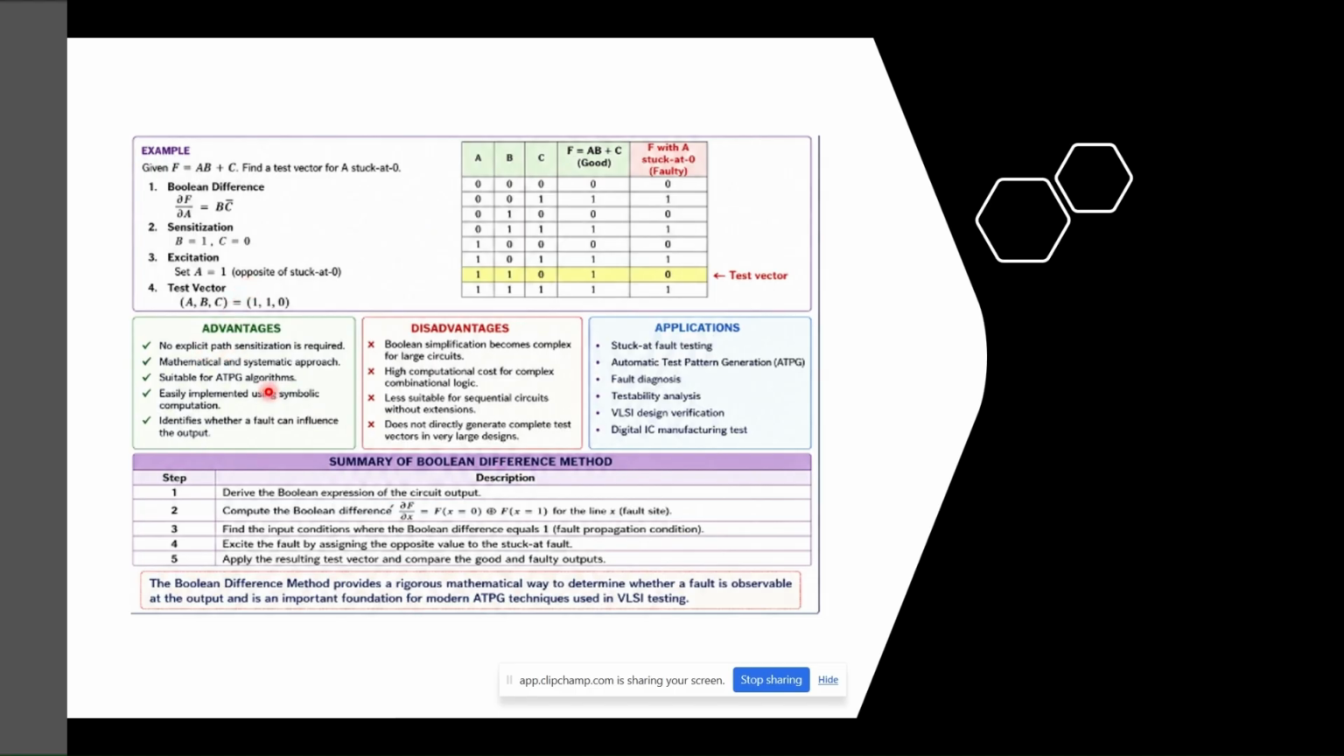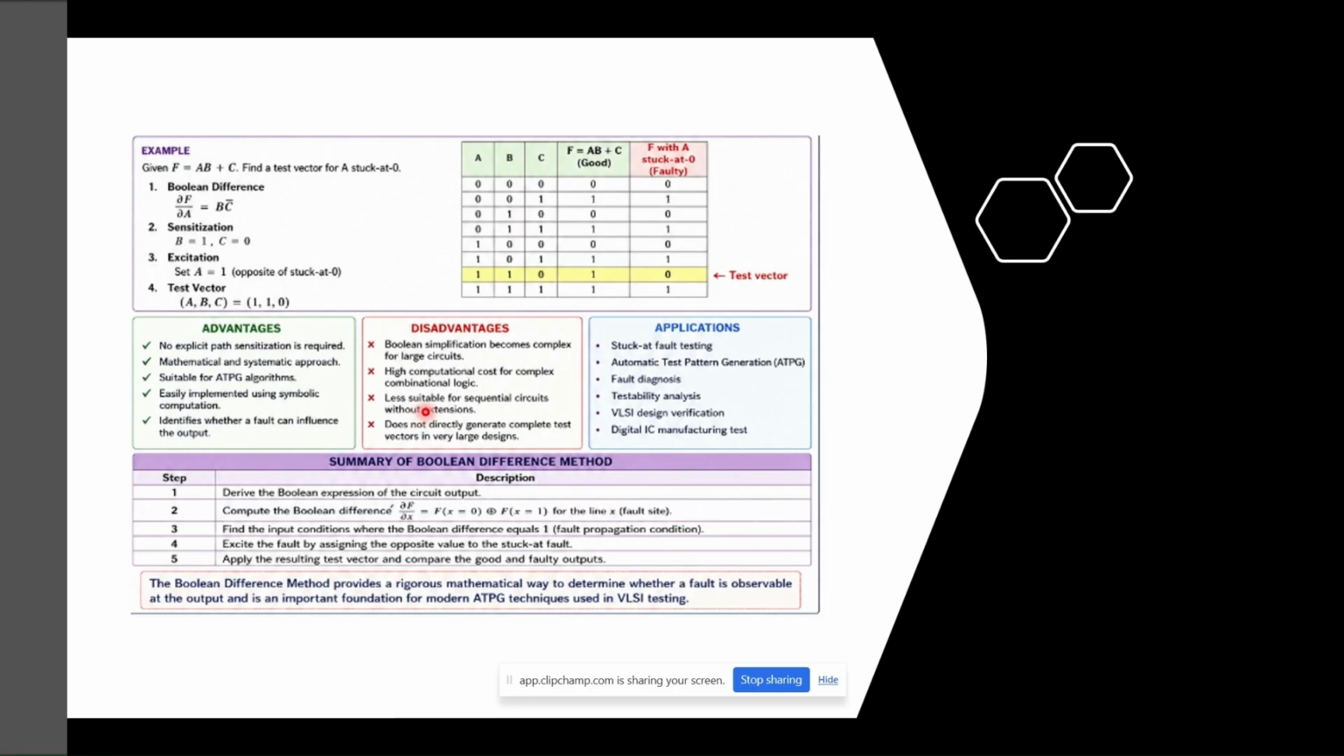Okay. Coming on to the advantages of the Boolean difference method. Here, no explicit path sensitization is required. It is a mathematical and systematic approach suitable for ATPG algorithms. In the previous video we saw path sensitization, where we have to identify the fault path, sensitize it, identify the non-controlling values, substitute them, forward trace, back trace, all those things. But here it is just a systematic approach to find the test vector, easily implemented using symbolic computation.